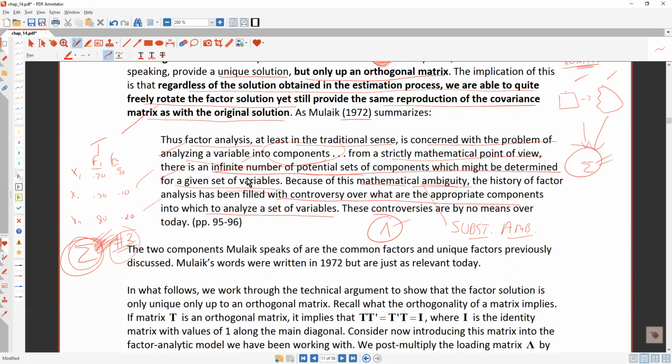I mean, look, if you have an infinite number of solutions, you're going to have some way of choosing which solution you want. This is the problem. You're going to have some way of choosing the solution you want out of the infinite number of possible sets of components. So the mathematical ambiguity is giving rise to a substantive ambiguity, and you're going to need a way out of it.